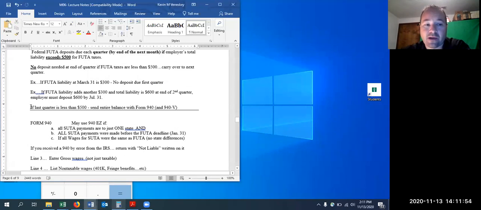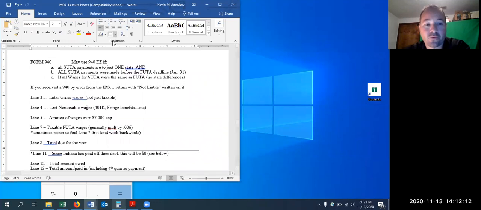If you still haven't even hit $500, or you made a payment sometime during the year and you're still below $500 at the end of the year, you go ahead and send in whatever you still owe at the end of the year when you send in that 940.